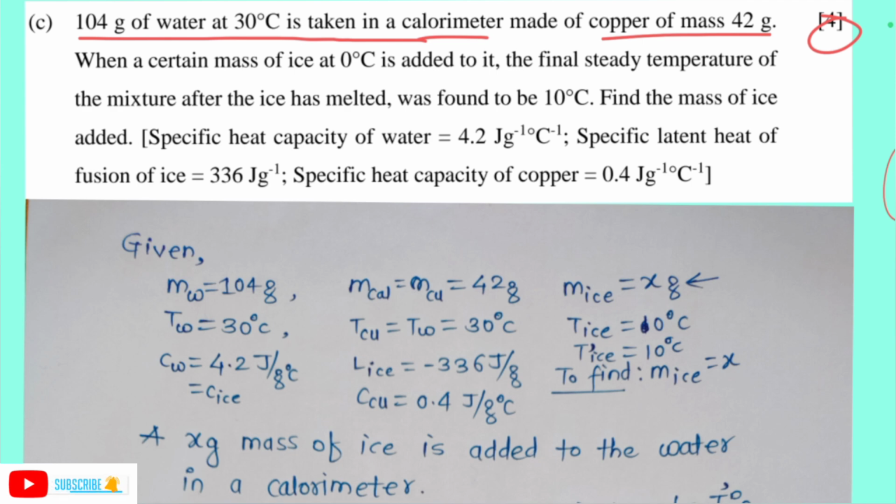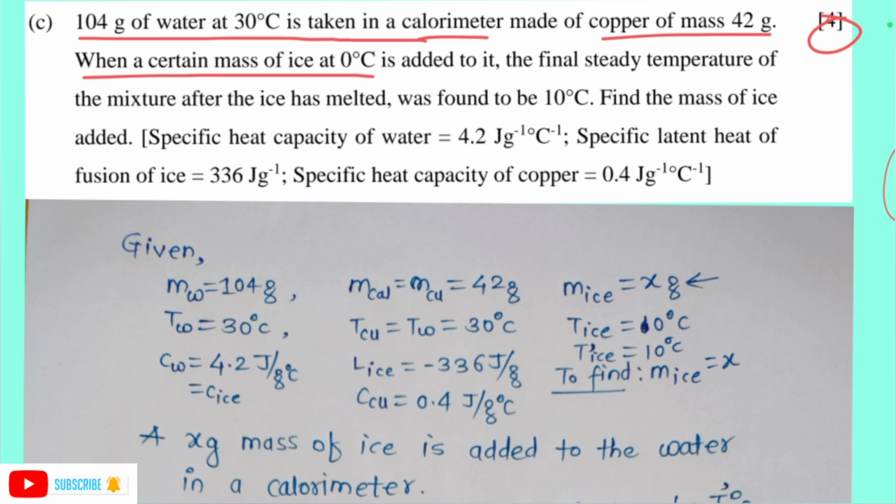Now, a certain mass of ice at 0 degrees Celsius is added to it. Whatever water was there at 30 degrees Celsius, in that water the ice at 0 degrees Celsius is added. Obviously we know that the ice will start to melt, and after melting, that water will start to get cooled down to some temperature of the mixture.